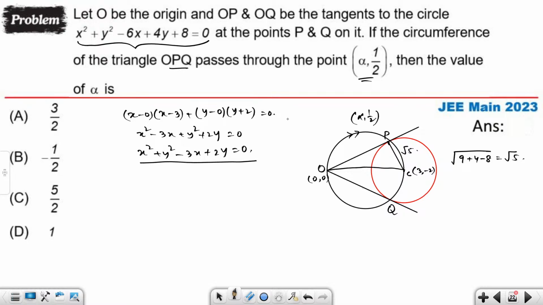And now they're saying that this circle is passing through the point alpha comma half. Hence it must satisfy this. So alpha square plus 1 by 4 minus 3 alpha plus 1 equals to 0. So we are basically having 4 alpha square plus 1 minus 12 alpha plus 4 equals to 0. So we are having 4 alpha square minus 12 alpha plus 5 equals to 0. So 5 fours are 20. So 10 plus 2.